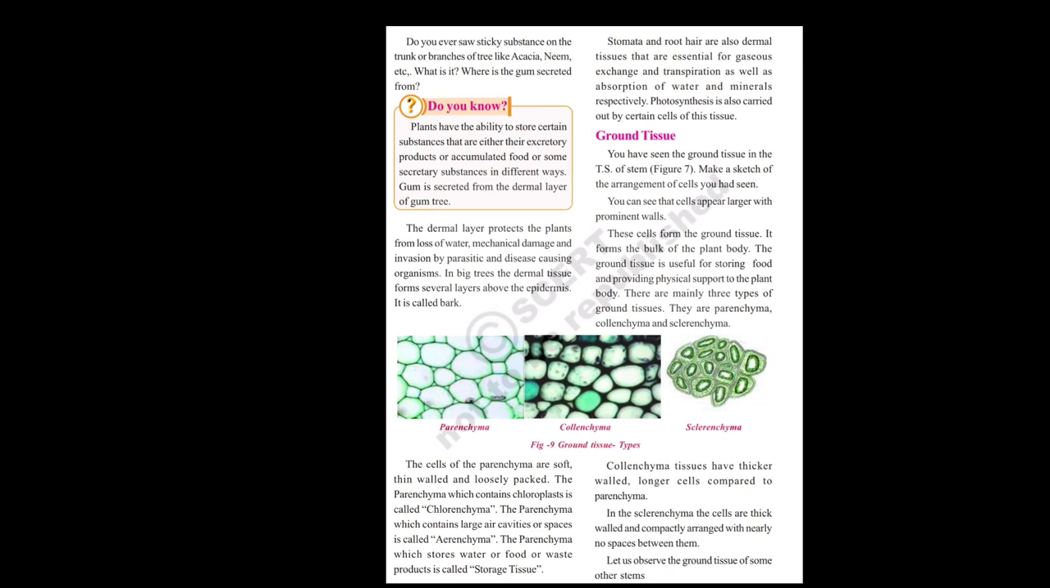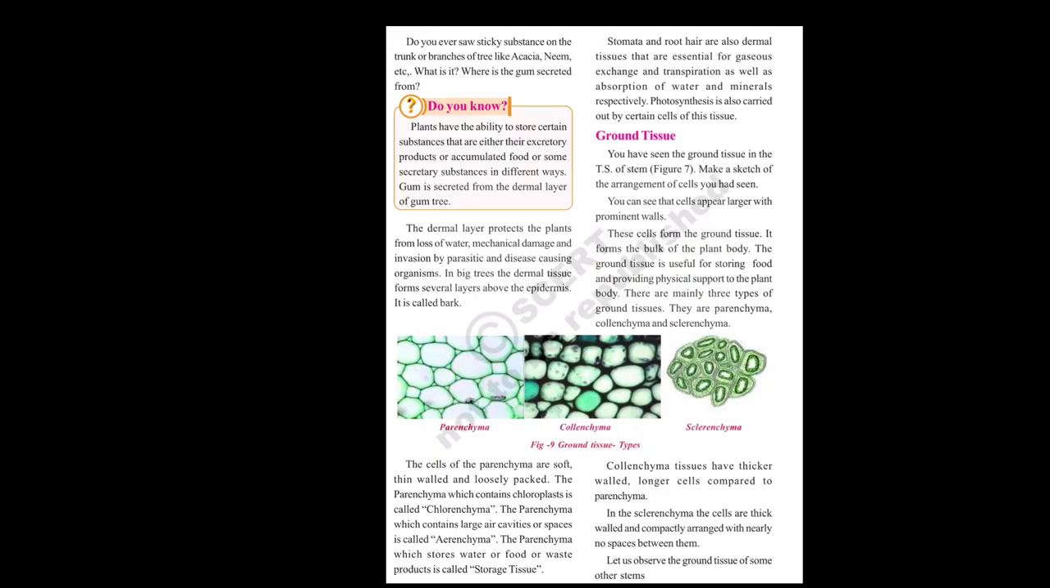Next, we are going to discuss the ground tissue. So what is ground tissue here? Ground tissue means the cells which have large cell walls. These ground tissue cells can form the stem in the plant. The stem of the plant is made by the ground tissue only.